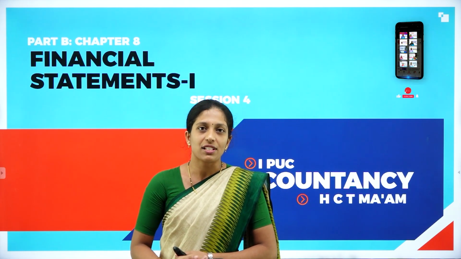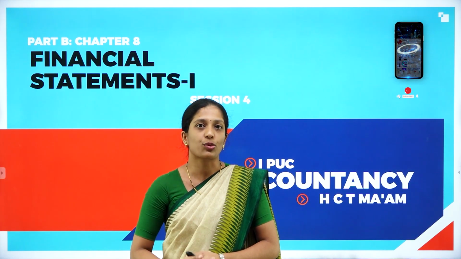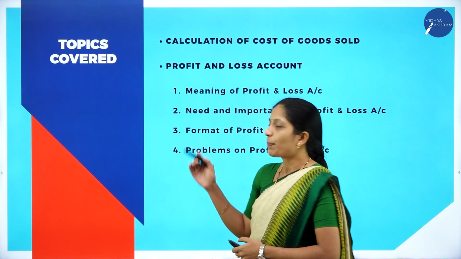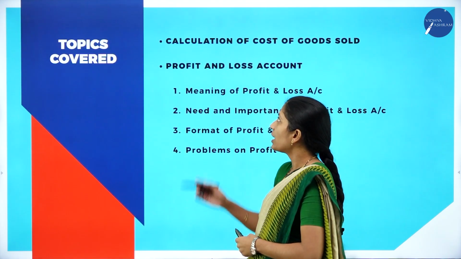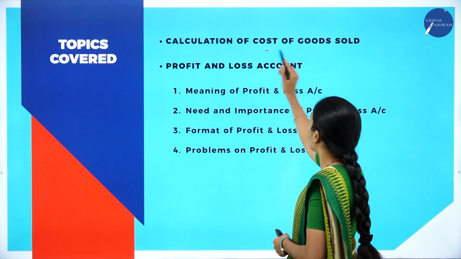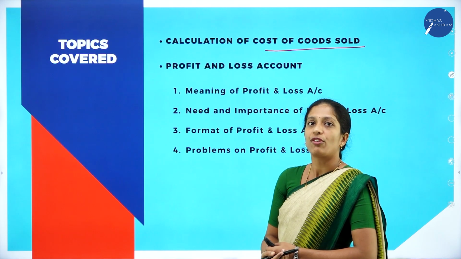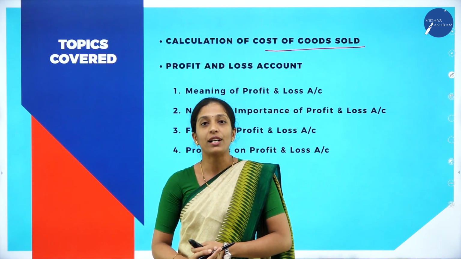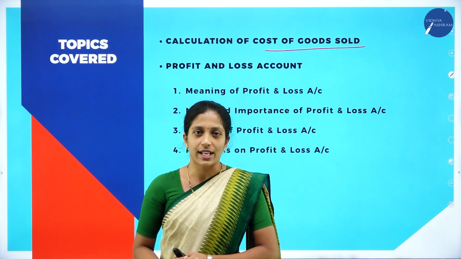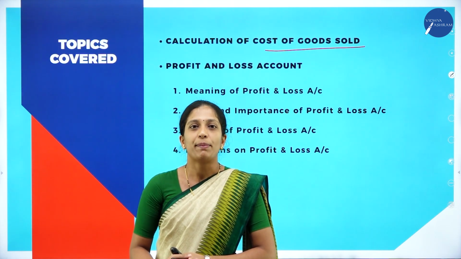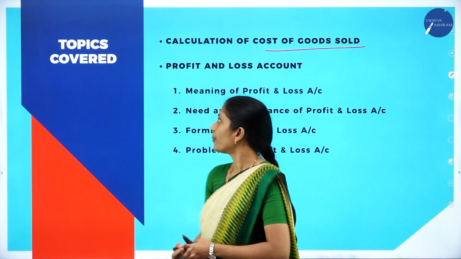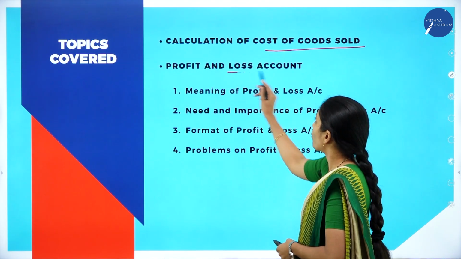So already we have discussed a few of the concepts, so let us quickly recall what we discussed in the previous session. We learned how to calculate cost of goods sold. So what is the formula to calculate cost of goods sold? Sales minus gross profit, or cost of goods sold is equal to opening stock plus purchases plus direct expenses minus closing stock.